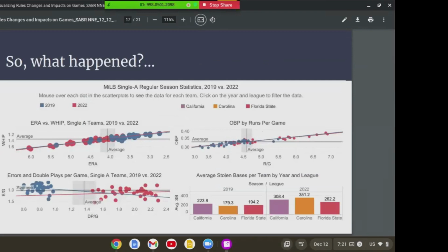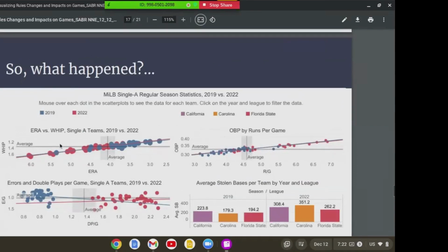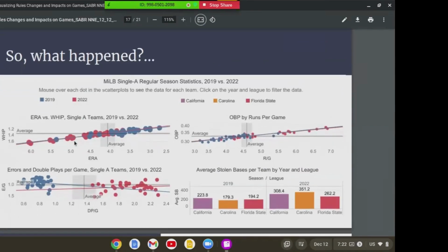And after we go through this deck, I'll open up that presentation so we can interact with it a little bit. So I wanted to plot several statistics against each other. Pitching stats, which would be ERA against WHIP, offensive statistics, which would be on-base percentage by runs per game, and then errors and double plays per game, and then finally stolen bases per team by year and league.